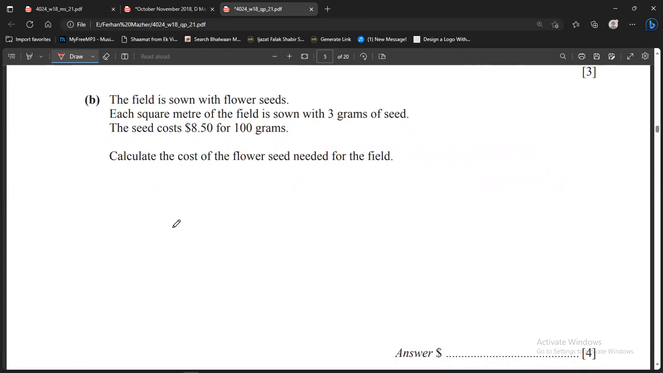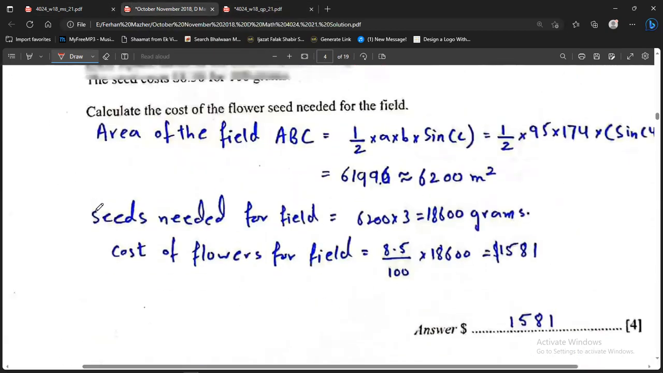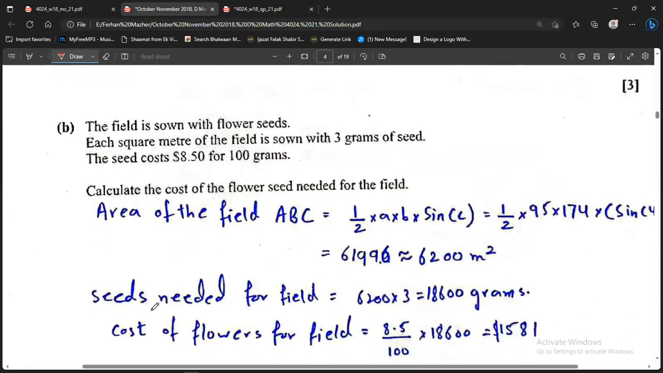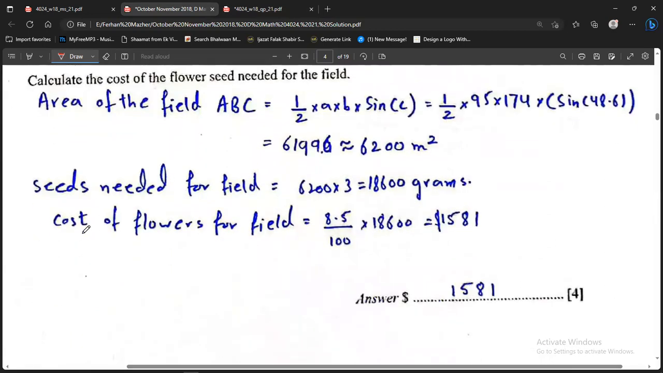Okay. So first of all, I'm going to use the method of proportionality. So for 1 meter square, first of all, we need to find out the area of this field. Now the area of this field is 1 by 2 into A into B into sine of C. So it will be 1 by 2 into 95 into 174 into sine of 48.6. And that will be 6,199.6, which is approximately 6,200 meters square.